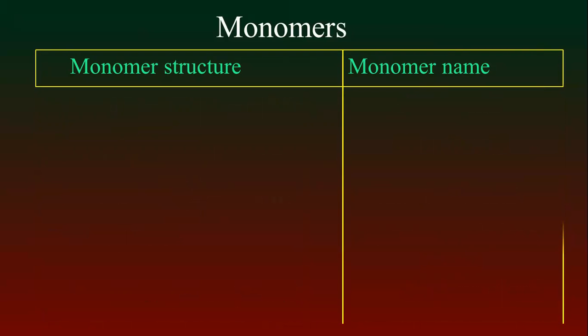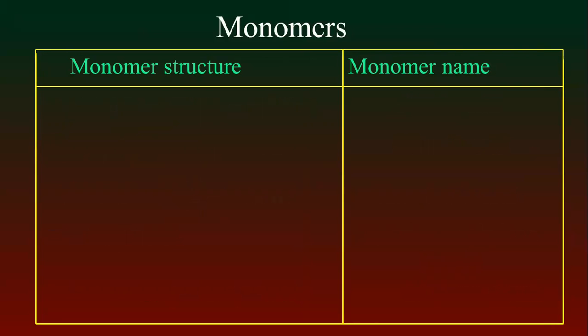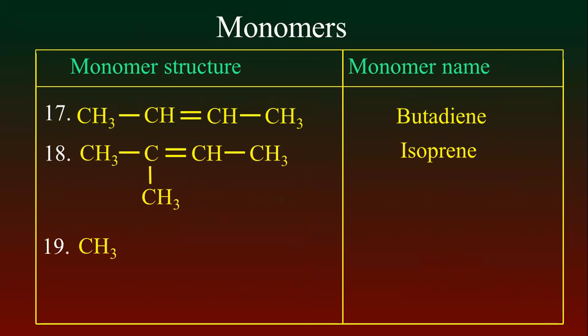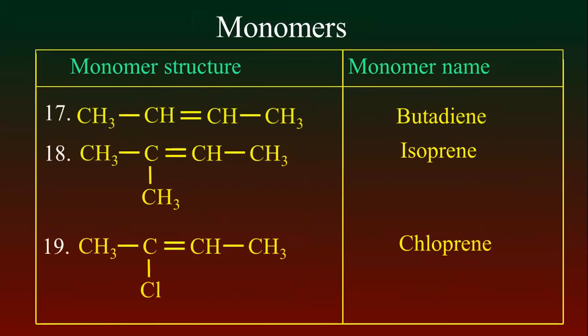Okay, here are some other monomeric structures which are very important to your lesson. Here the monomeric structure is called butadiene, and the next one is isoprene, and the next one is chloroprene. This is chloroprene.